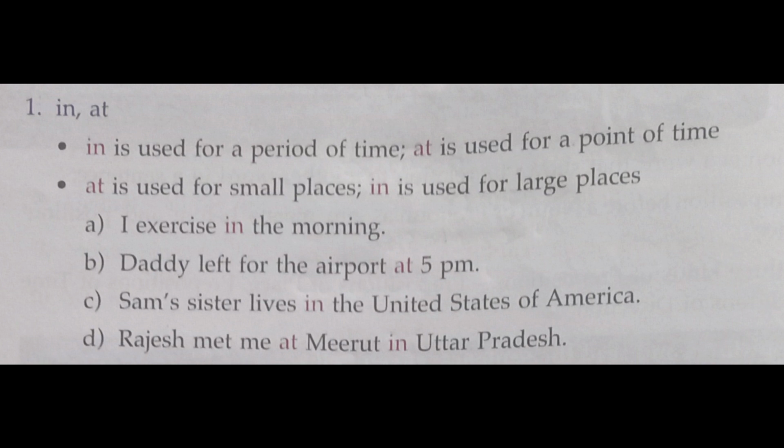At is used for small places, in is used for large places. Okay. With reference to places, at is used to show a point of place, and in is used to show the bigger place. For example, we can say that I live in India at Ranchi. All right. In means that we are talking about the bigger place, and at means we are talking about a point where we live. All right.